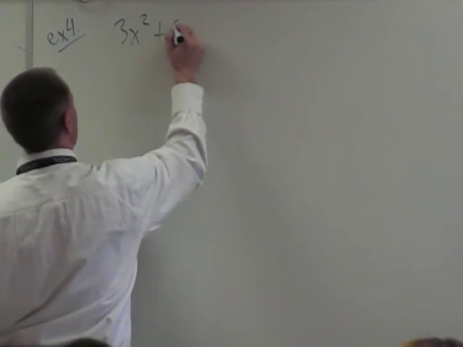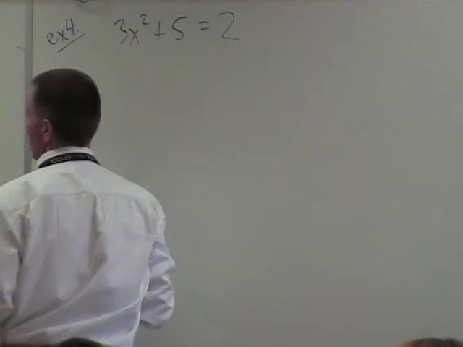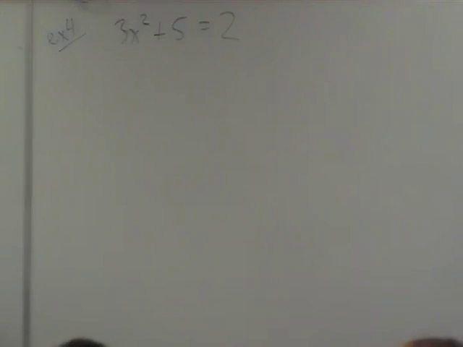3x squared plus 5 equals 2. Everybody do this one. This is not meant to be really difficult.